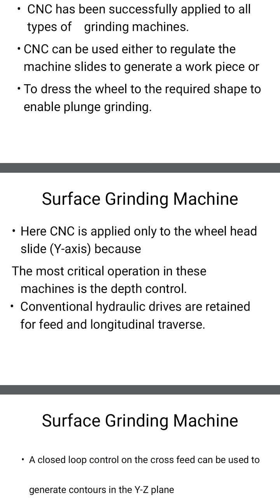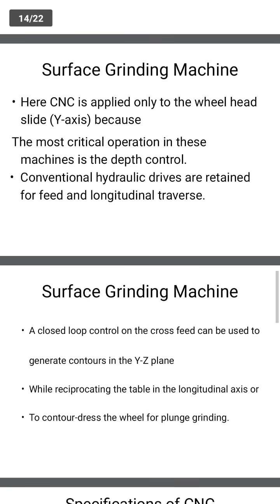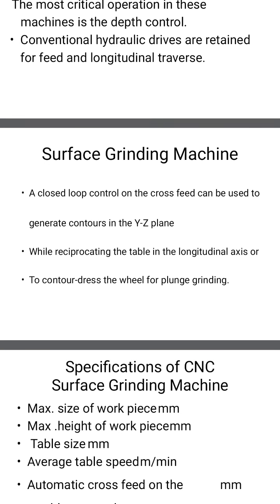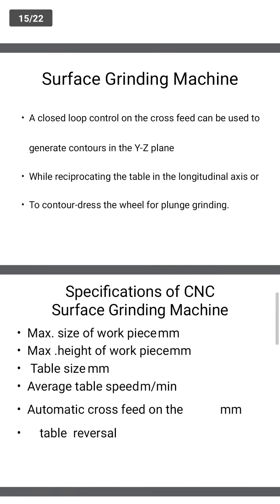It is widely used as an abrasive machining process. Abrasive means more finishing than grinding. Abrasive means it has small grinding particles on it. While reciprocating the table in the longitudinal axis, or to control the dress, the wheel for plunge grinding, a closed loop control on the cross feed can be used. So that is called surface grinding.